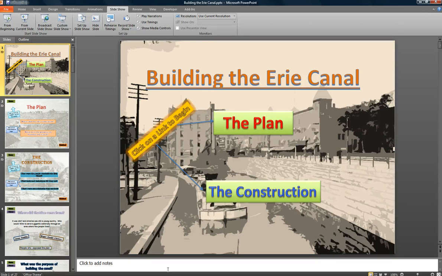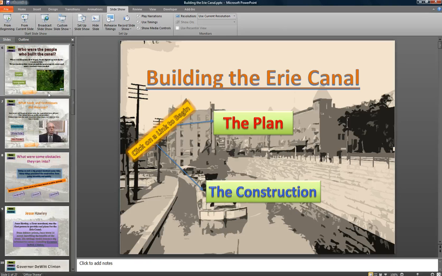Hi there, I'm using this screencast to represent how to properly use a hypermedia lesson. This particular hypermedia lesson is on the topic of building the Erie Canal, and it uses a series of unique links to take students to different pages to navigate through this individually to investigate things that they find particularly interesting.